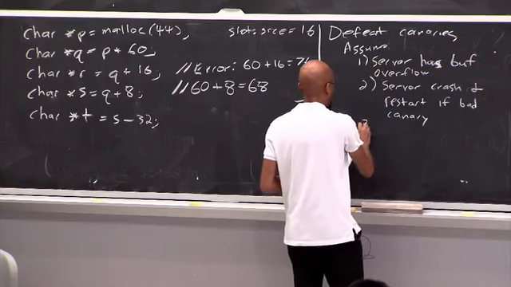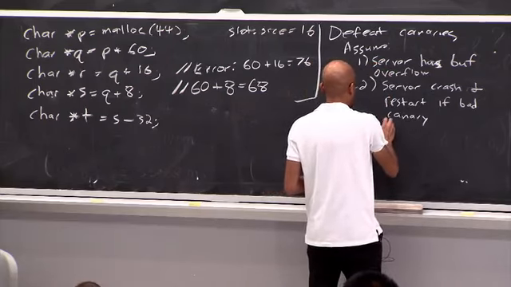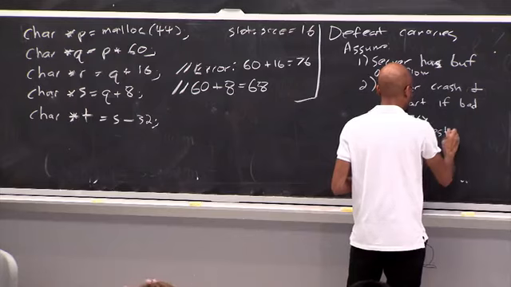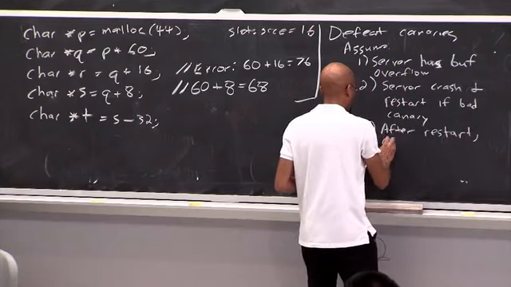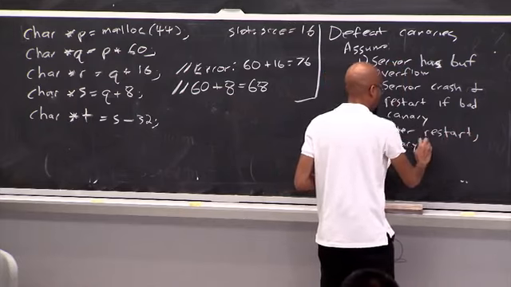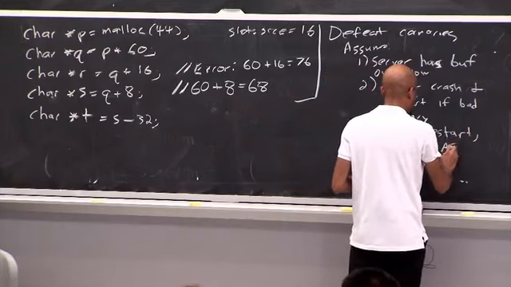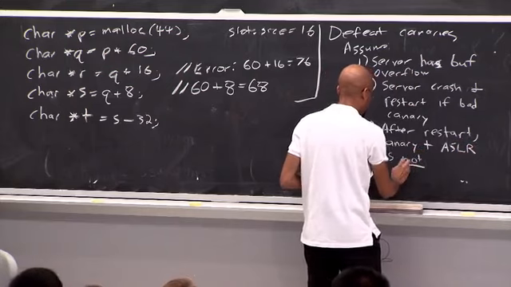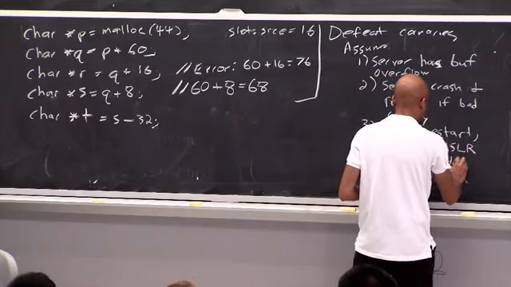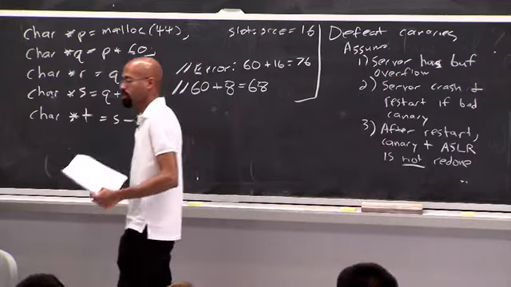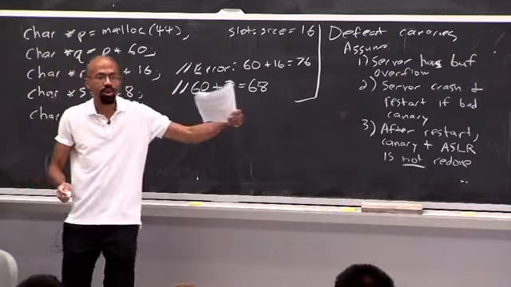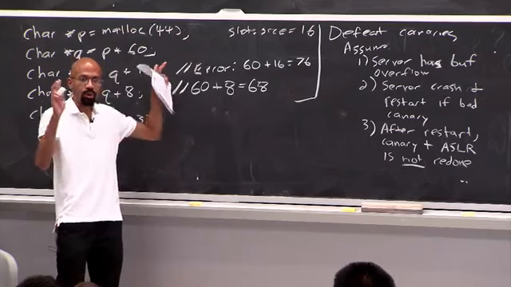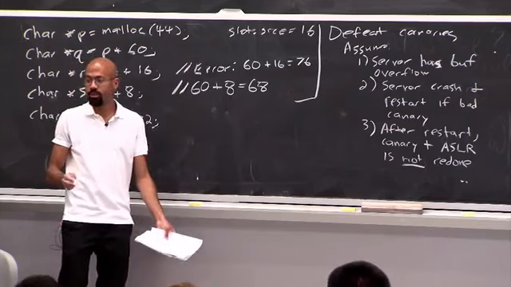And the third thing that we're going to assume is that after the restart, the canary and any address space randomization that you're doing is not re-randomized. Right? So what that means is that we're going to assume that if we can somehow crash the server, then when the server restarts, it's going to have the same value for the canary, and it's going to have the same locations for all the quote-unquote randomized stack, heap, and code information that it has.